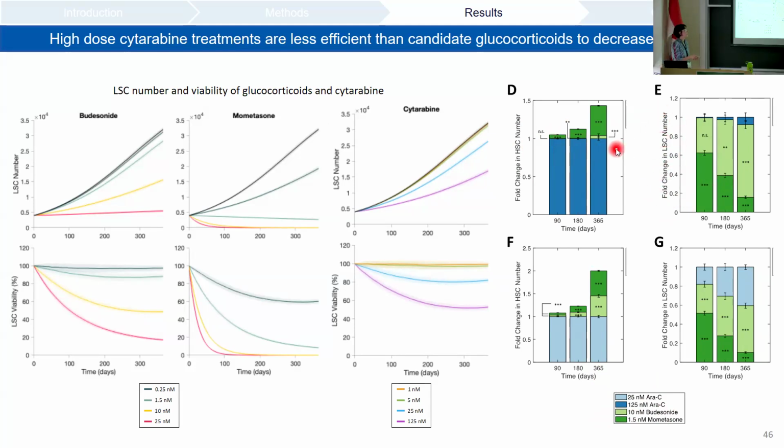And what we can see is that especially the low dose of mometasone is better at preserving HSC numbers and decreasing LSC numbers. And we did a similar analysis, but normalizing by the lower dose of cytarabine.